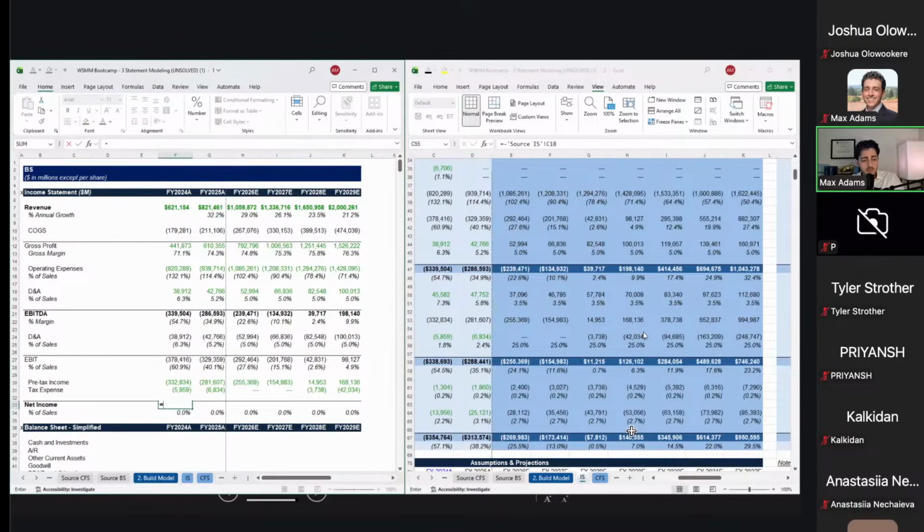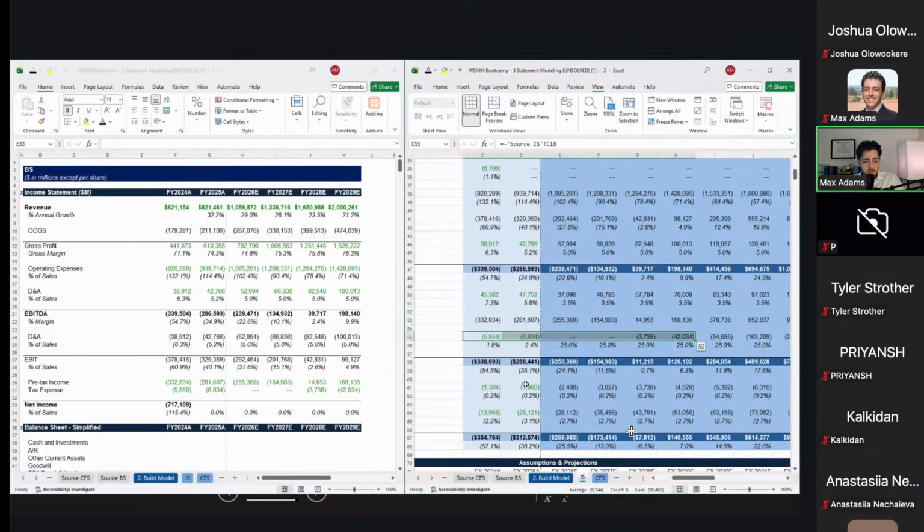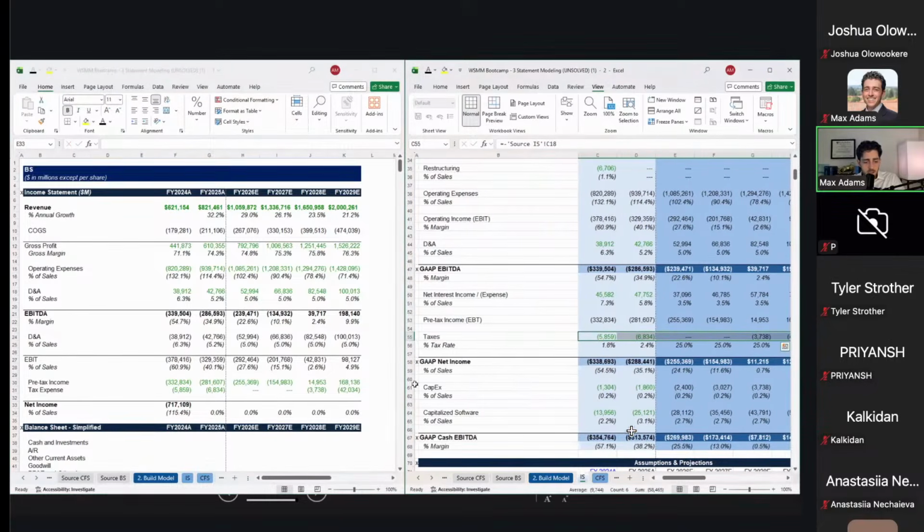Okay, so the net income is going to be the EBIT plus the pre-tax income plus the tax expense. Let's just double check that this matches up with what we've got. I think it does not. Oh yeah, it's got to be the pre-tax income plus the tax expense. I don't know why I double added that. That was stupid. Okay, so great.